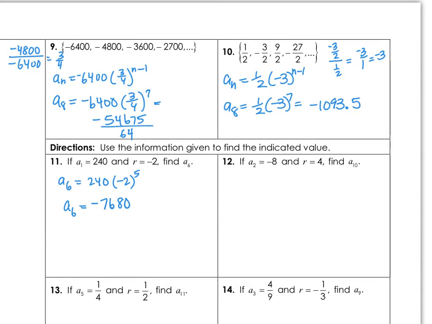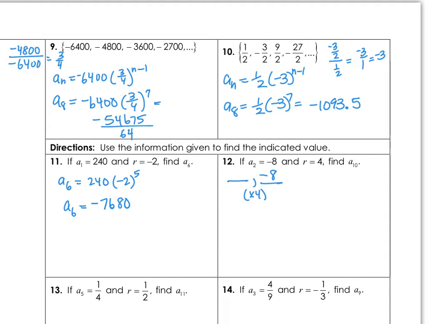Okay, so on number 12, the second term is negative 8, r is 4. We need to find the 10th term. So that means if we have negative 8 as the second term, we're not adding 4, we're multiplying by 4, because this is geometric. So we have to divide by 4 to go backwards, right? Because negative 8 is here, and we had to multiply by 4 to get that next term.